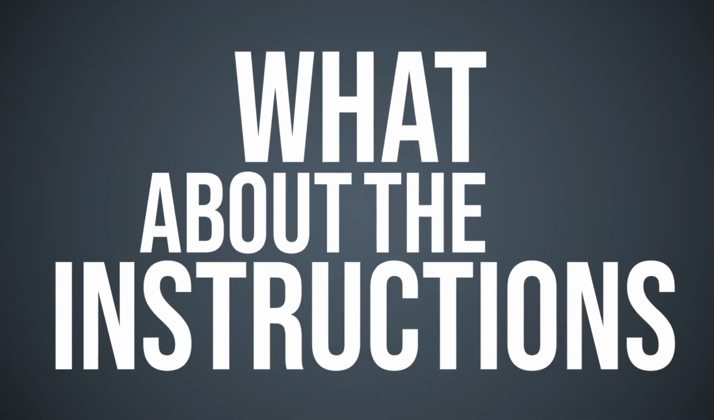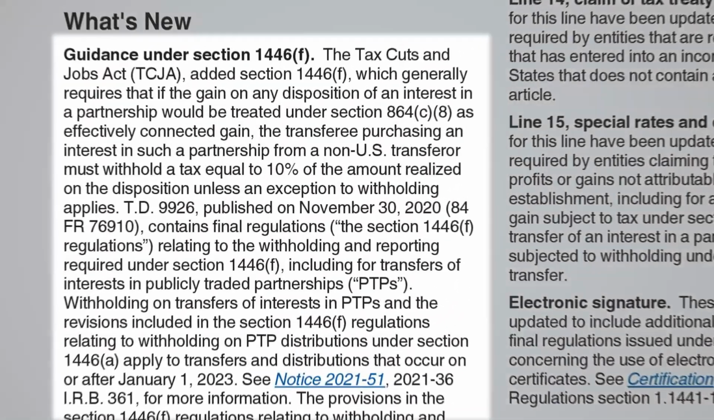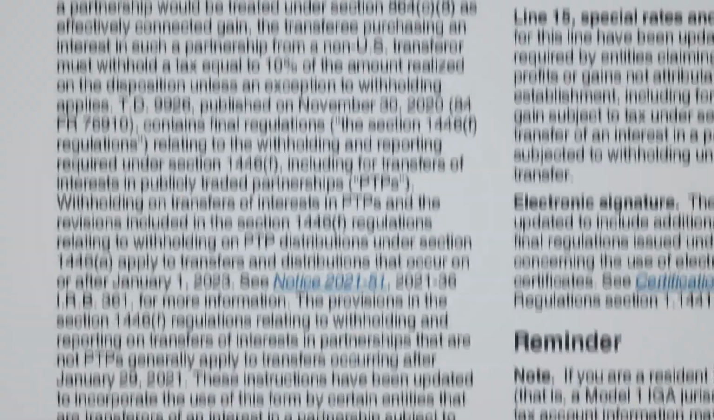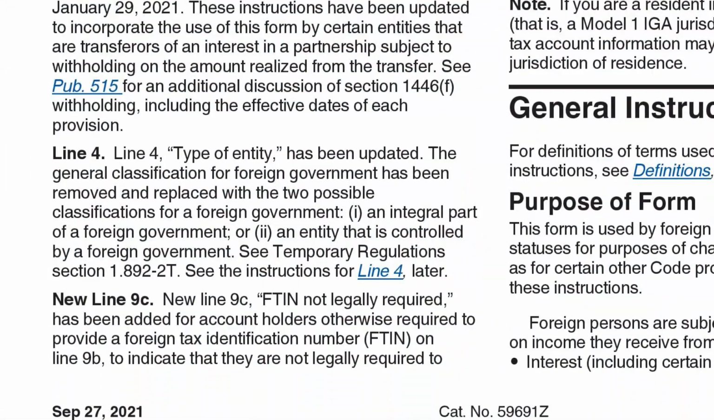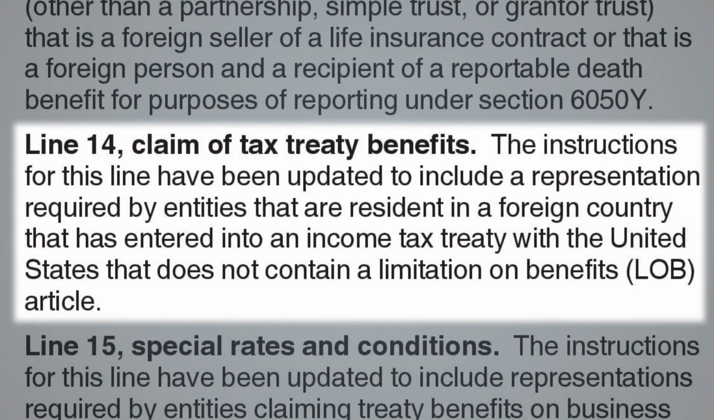What about the instructions? The updates to the instructions include updates related to Section 1446F, details regarding all new and updated lines on the face of the form, Section 6050Y reporting, and Form W-8BEN-E usage by a non-US seller of a life insurance contract or interest therein for purposes of reporting required under Section 6050Y. Line 14b, Claim of Tax Treaty Benefits, updated for the new checkbox "No LOB article in treaty".